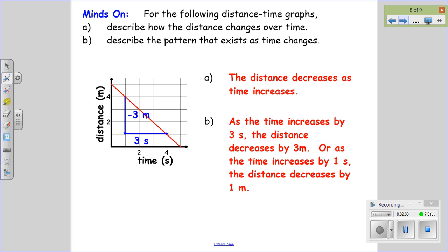And if you look at this picture, I showed it another way as going down 3 meters and over 3 seconds, but it still ends up being, as time increases by 1 second, the distance decreases by 1 meter.